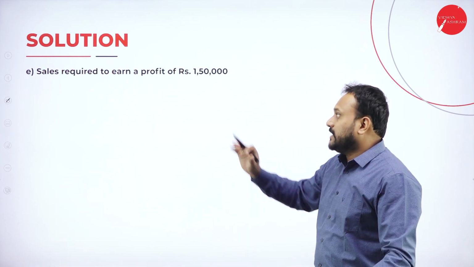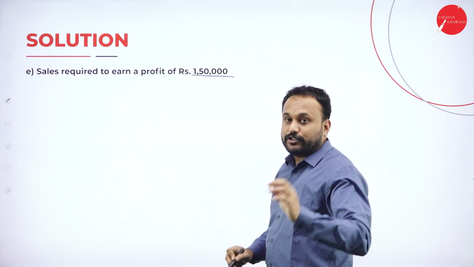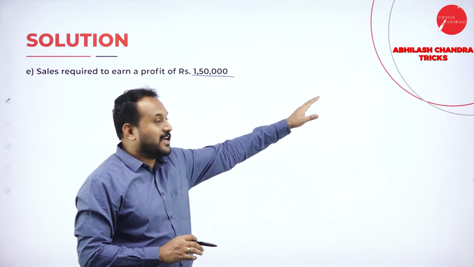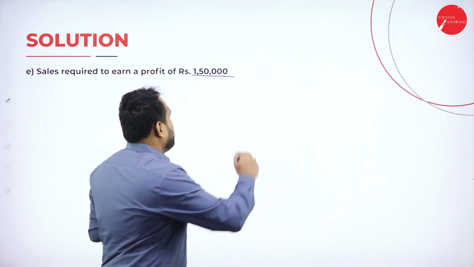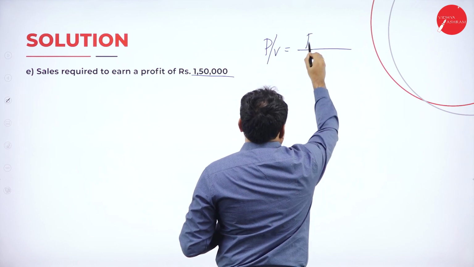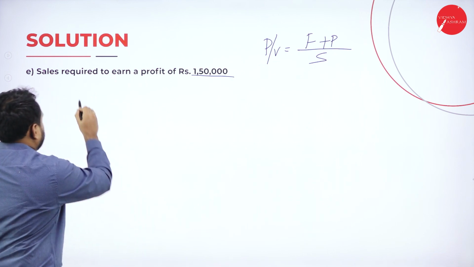The next one is E: sales required to earn a profit of 1,50,000. So you should tell me what exactly the formula is. Exactly, very true. The formula is again the Abhilash Chandra trick, that is PV is equal to F plus P divided by S. So what is my PV?